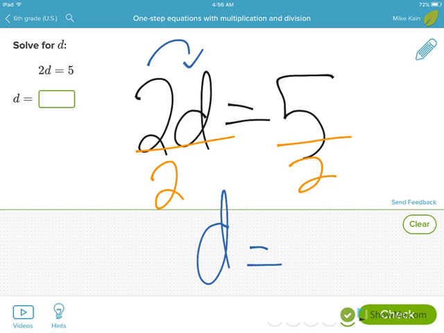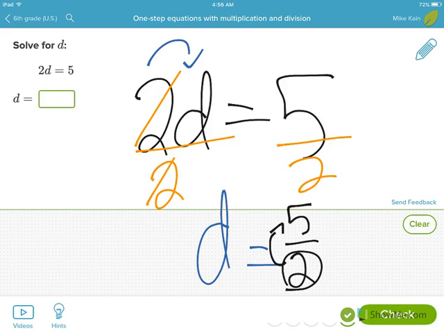Now, why does this make sense? Because 2 divided by 2 is 1. 1d. We don't have to write 1d, though. We just write d. So d equals 5 over 2, which could be your answer. Or you can take this, divide 2 into 5 to get a mixed number, which goes 2 whole times, with 1 left over out of 2. Either of these answers is correct.